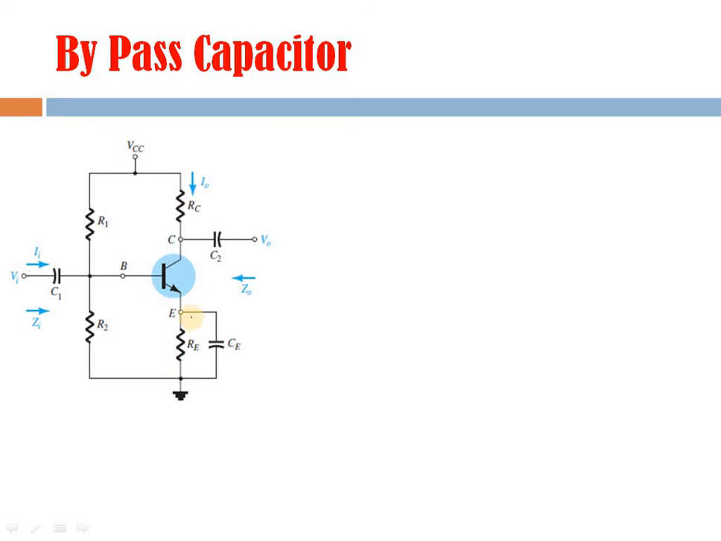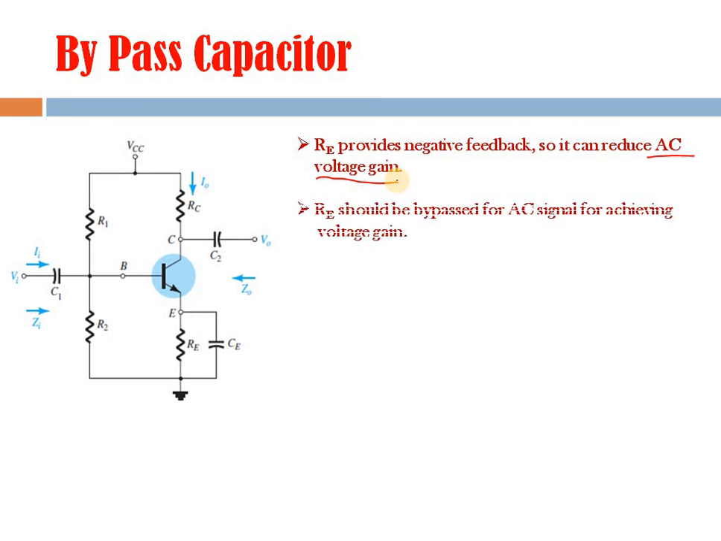So this negative feedback will be applied to the AC signal also, and you know that feedback to the AC signal can reduce the AC voltage gain, right? That we don't want. Negative feedback always reduces the voltage gain, and that reduction we don't want. So that's why this RE is bypassed with this capacitor, so that the AC current passes through this capacitor and DC current passes through RE. So for DC we get feedback, but for AC we don't get any feedback. If there is no feedback, we can get a sufficient amount of voltage gain.